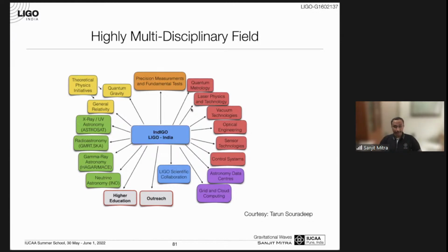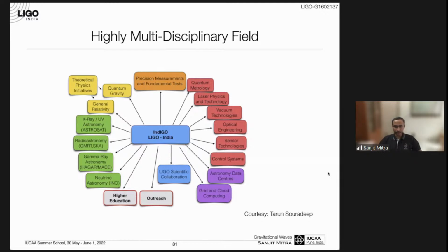But more concretely, these sort of mega science projects, especially since LIGO India is going to be on Indian soil, connect several frontiers in technology. So LIGO India, for example, will require quantum measurements, laser physics, vacuum technology, optical engineering, sensor technologies, control systems, then a lot of computing. All these frontier areas would share a common platform from which people can come up with different other projects, not necessarily in gravitational waves. And of course, gravitational waves will connect all these other fields of astronomy as well.